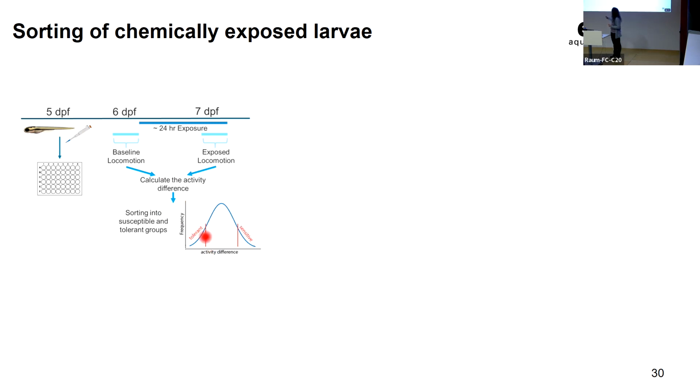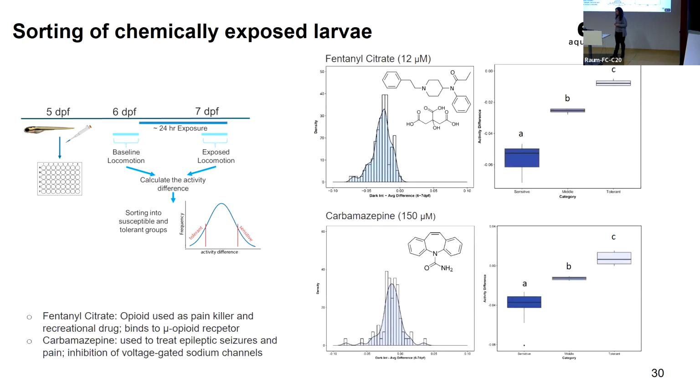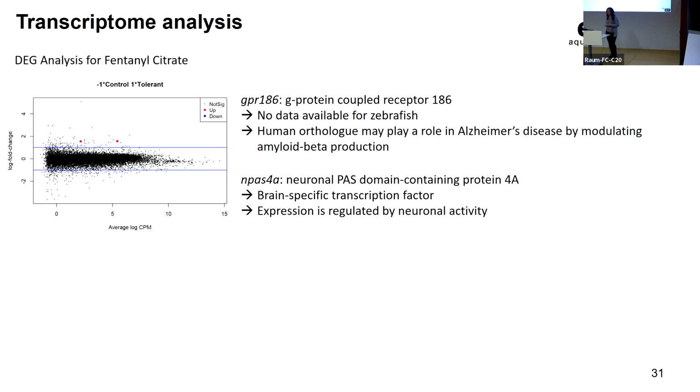Those larvae that had a small activity difference were sorted into the tolerant groups, and those with a large difference were sorted into the sensitive groups. Jenny also used two different chemicals, fentanyl citrate and the anti-epileptic drug carbamazepine. She then sorted the individuals into these three categories. We also included a middle category, and they actually segregated nicely in the behavior. She then sent them to the RNA, to the transcriptome analysis.